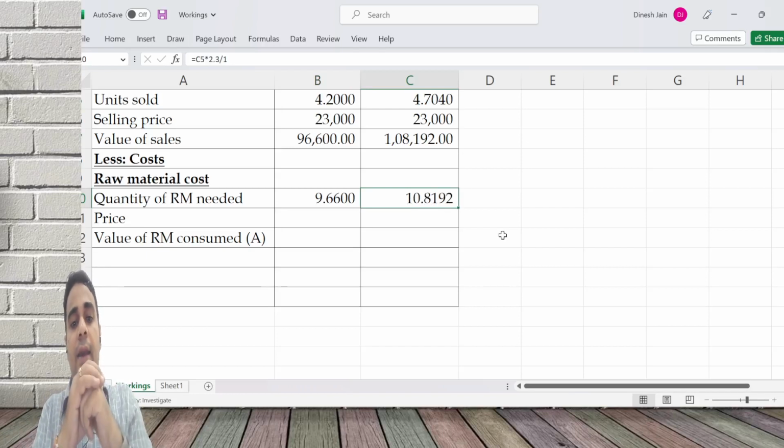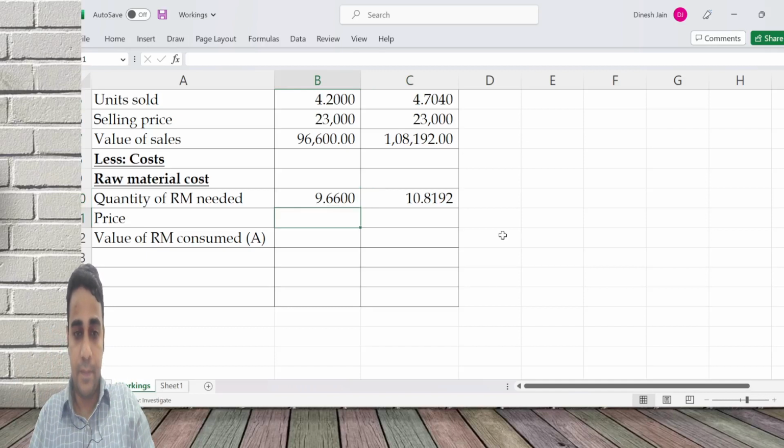and 10,81,920 units of raw material is needed. Units sold into 2.3 by 1. At any place you have a doubt, let me know.